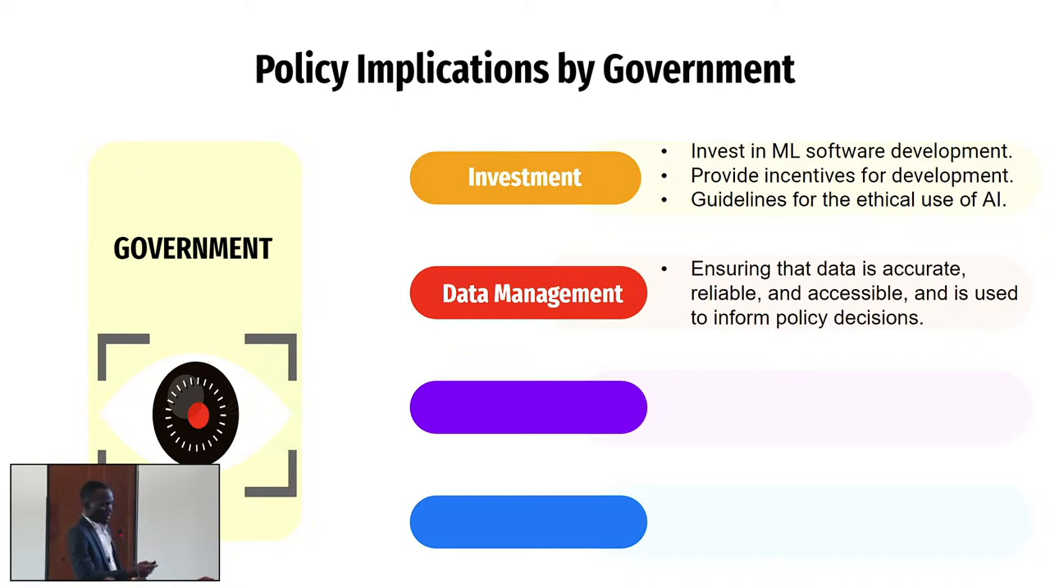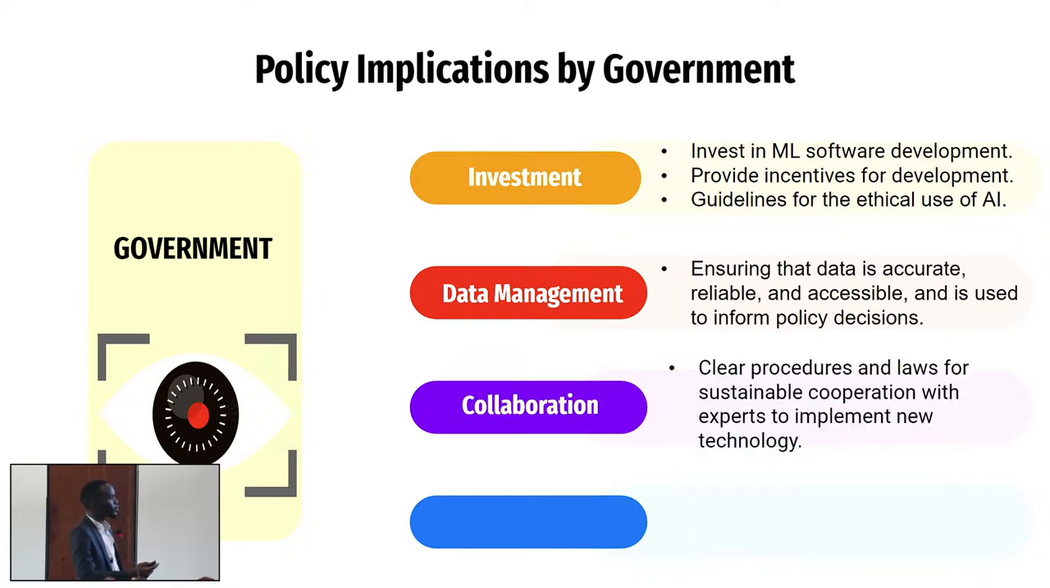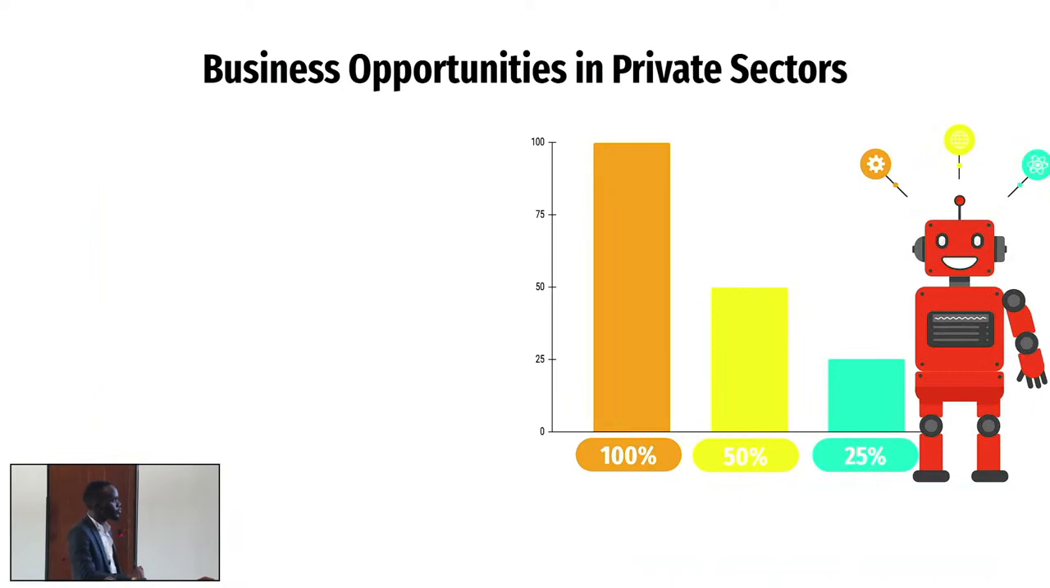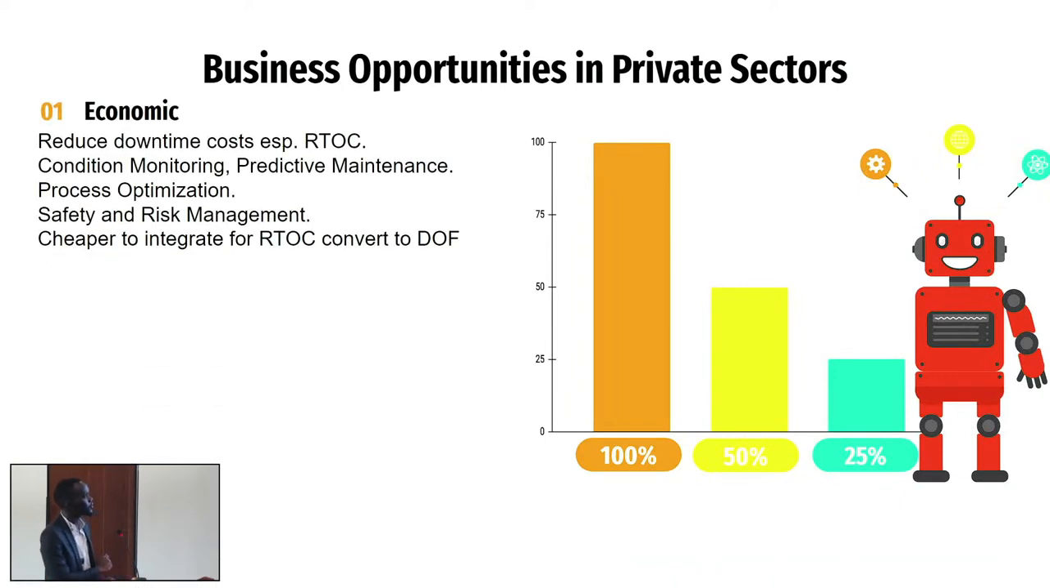to accurate data. And also, in collaboration, the government could provide access to private companies so that they can implement this new technology, such as machine learning, specifically for soft sensors. And also, they can be further transcended to such systems as the one we heard about previously, digital twins. And also the government should heavily invest in training people, which can be existing staff or graduates from our education systems.